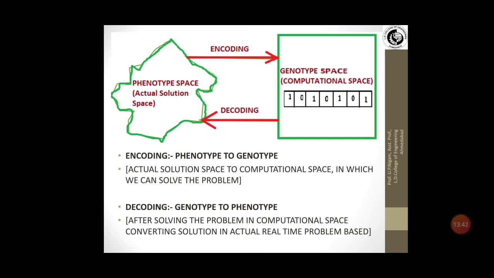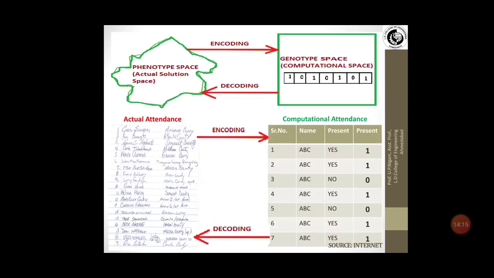Now there are two terms we need to understand. First is the phenotype space, and second is the genotype space. Phenotype means the actual solution space, and genotype means computational space. The computer or computational devices will be used, and it has to be in a particular framework, in a particular arrangement and format. So phenotype means the actual solution, and genotype means the computational space. To understand this, let us take an example.